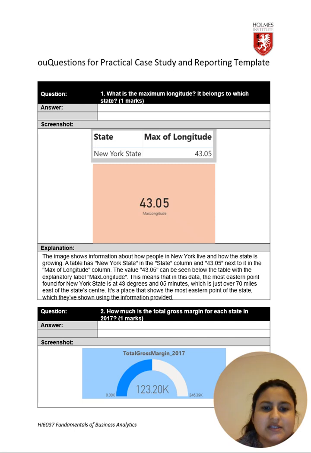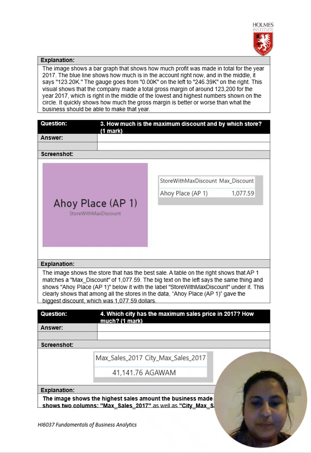My second question is, how much is the total gross margin for each state in 2017? Let me begin with the explanation for this question. The image shows a gauge that shows how much profit was made in total for the year 2017. The blue line shows how much is in the account right now, and in the middle it says 123.20k. The gauge goes from 0.0k on the left to 246.39k on the right.